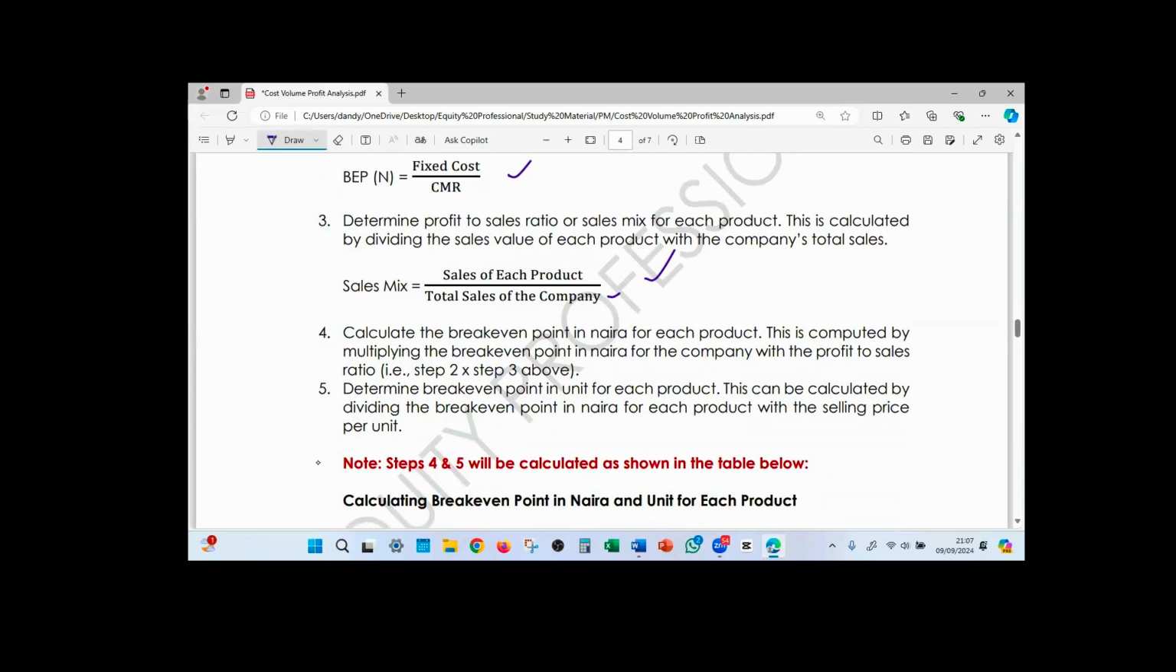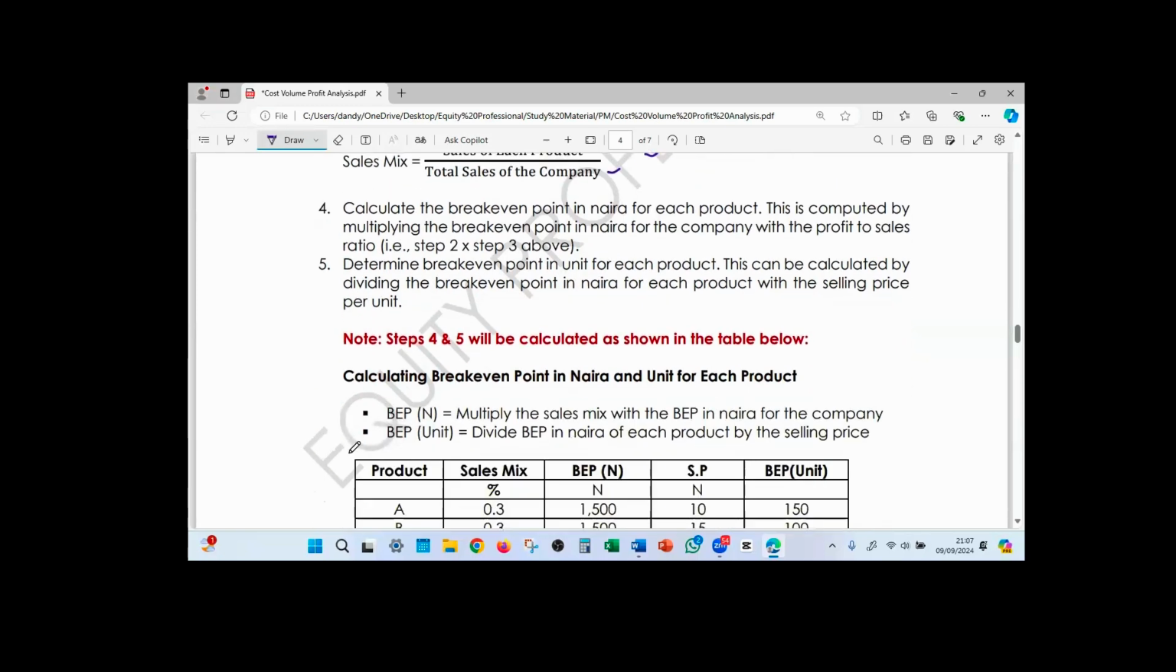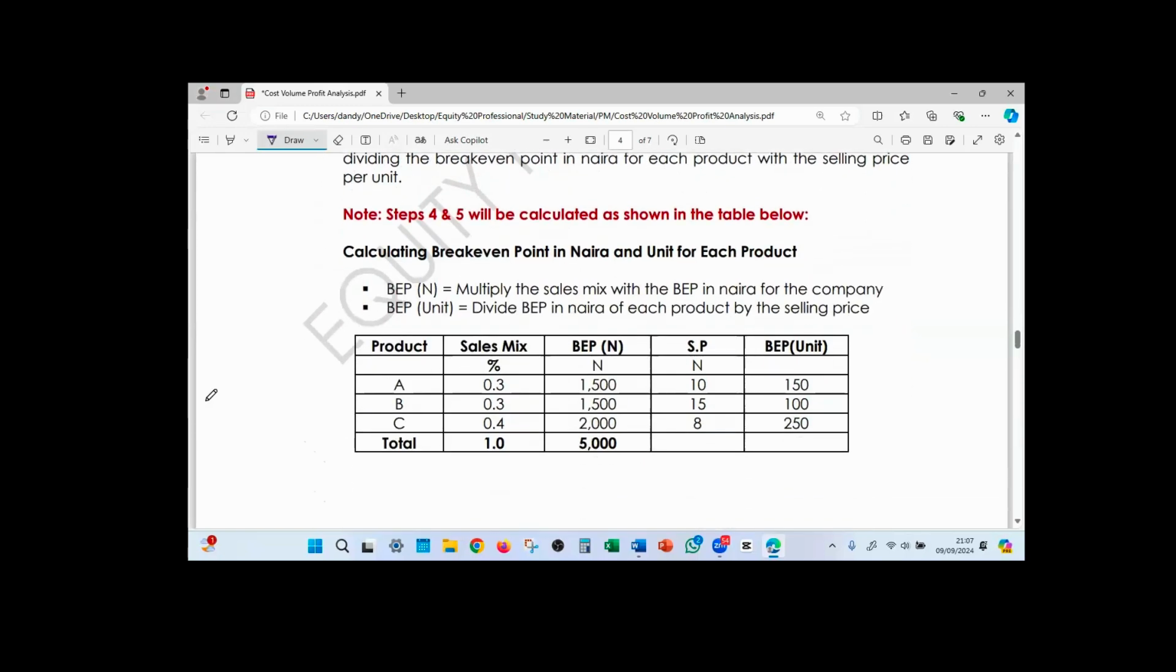So once you have gotten the break-even point in Naira for each product, you can easily get the break-even points in units for each product. For you to do that, just divide the break-even point in Naira in step 4 by the selling price of each product. That will give you the break-even points in units. That's it. Once you're able to follow, this is the way you're supposed to present your table, to get the break-even point in Naira as well as the break-even point in units in the same table. So step 4 and 5, you merge together in the same table.